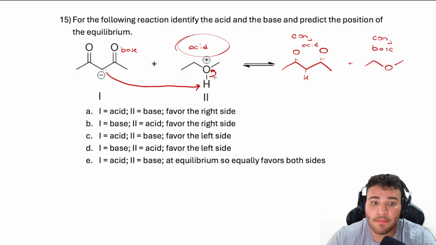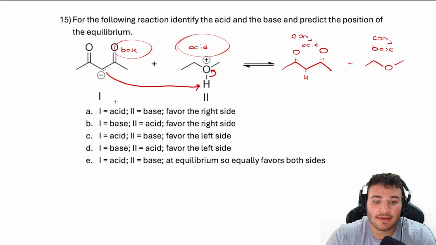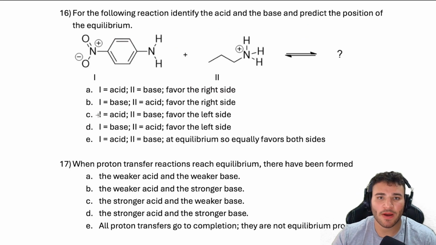Now if we compare the bases, the base on the left has a negative charge, while the base on the right has no charge, right? It doesn't want a proton. The base on the left definitely wants a proton, and so this base is much stronger. So what we can assume is that structure 1 is going to be the base, structure 2 is going to be the acid, and it's going to favor the right side, meaning that the best choice that matches this is B.